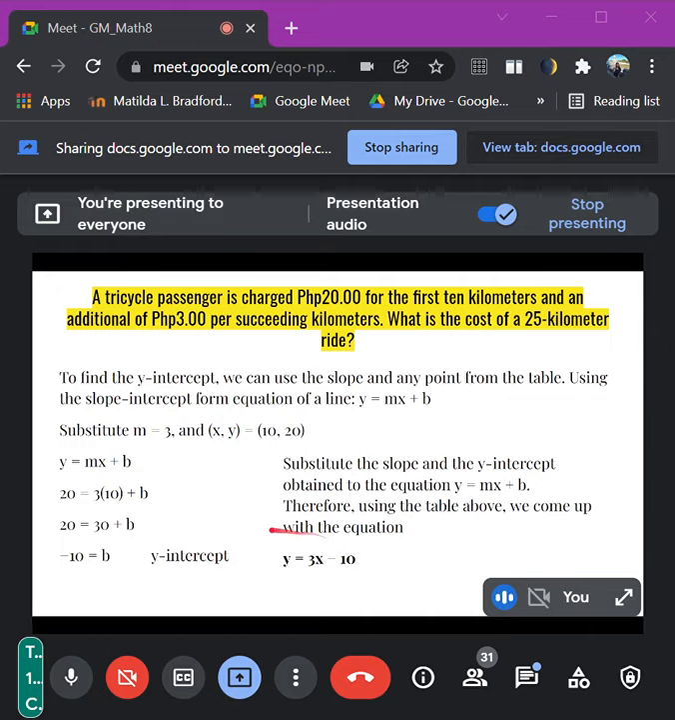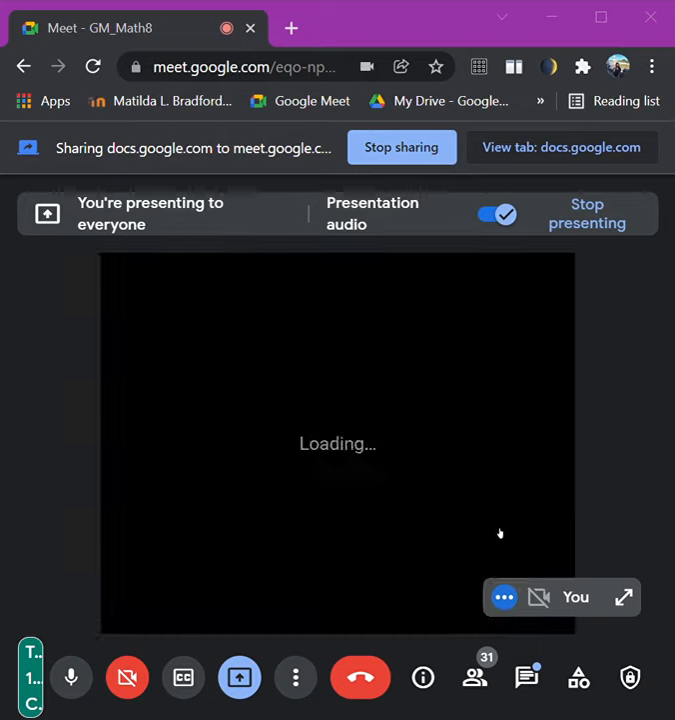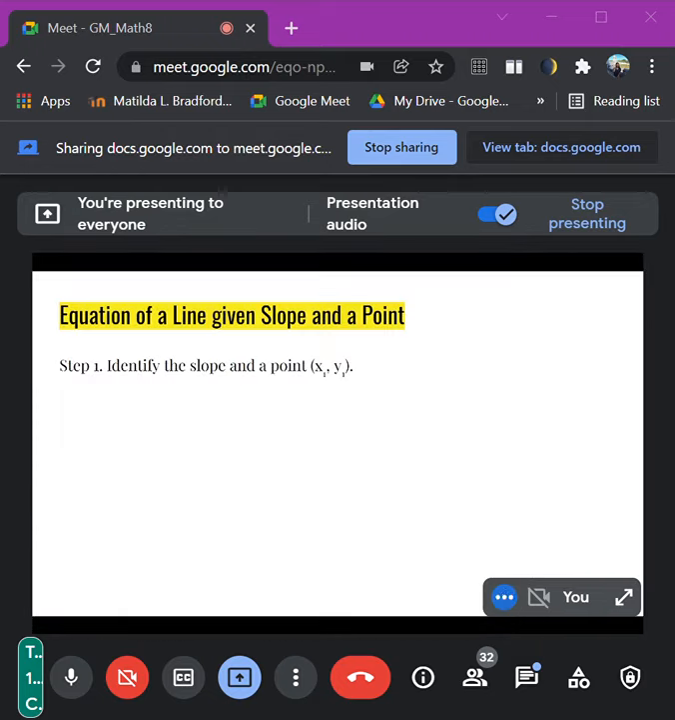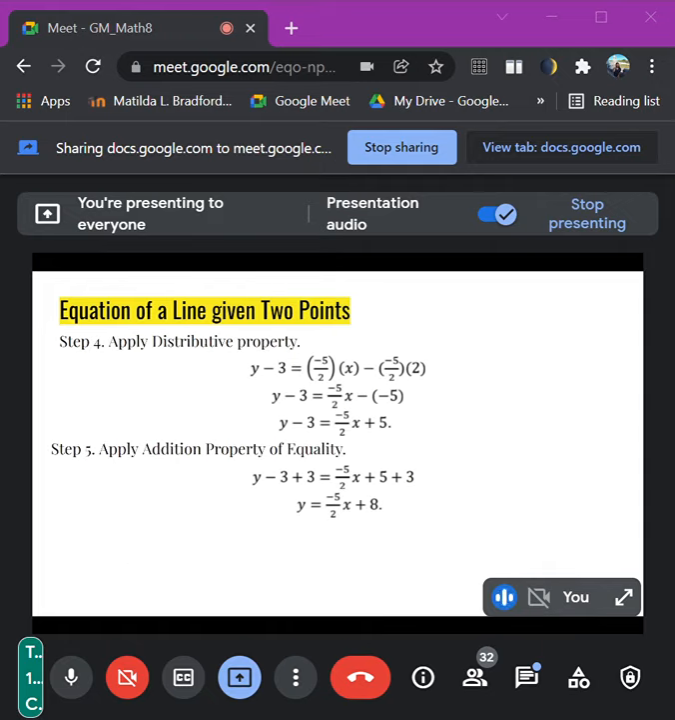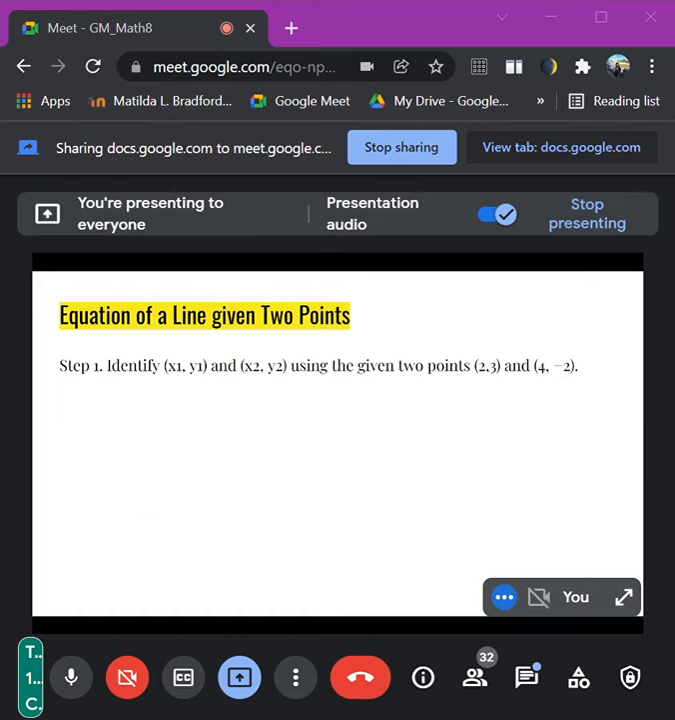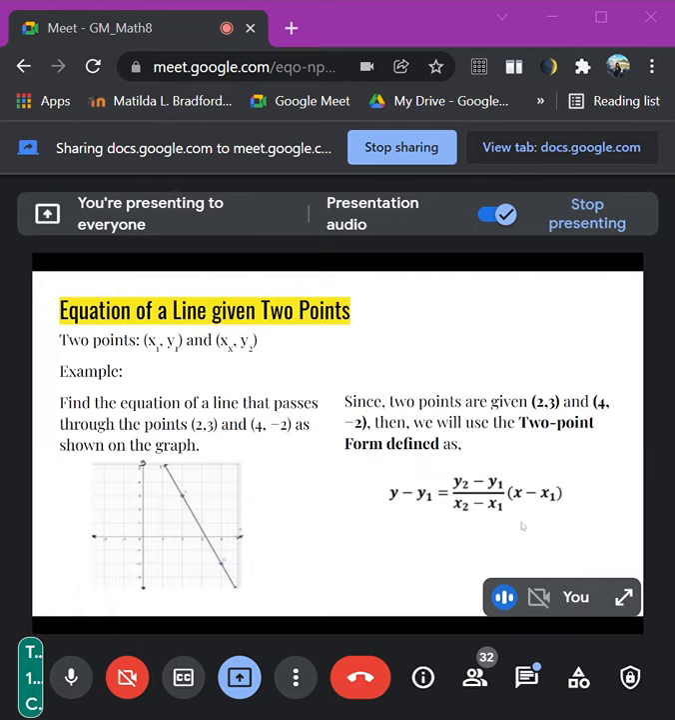Okay? And now, we can use this formula. Okay, class, you can use the 2-point form. This is the 2-point form, class. We can use this formula if we want to get the equation using 2 points. Okay? You can use this. Substitute the value of y and the value of x: x sub 1, x sub 2, y sub 1. Okay? Since my given example here has a long process, but the answer is the same, class.